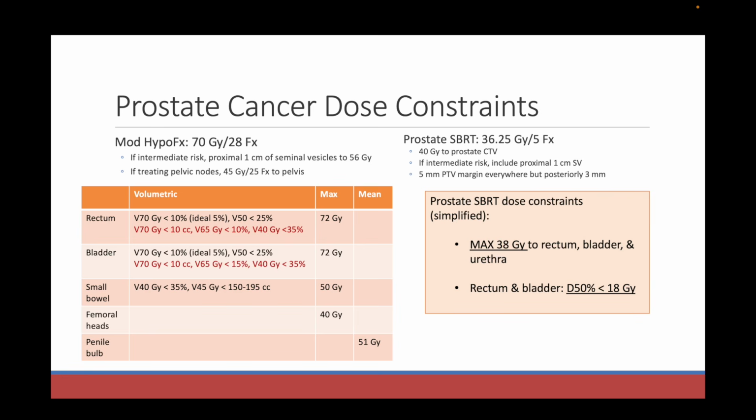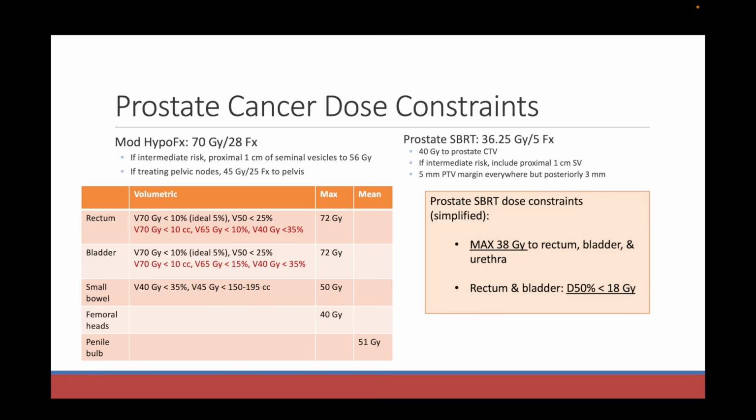So for 70 gray in 28 fractions, some easy dose constraints to remember. Keep your bladder and rectum V70 gray less than 10% and V50 gray less than 25%. Okay, 70 less than 10%, 50 less than 25%. Small bowel, you can always use that V45 gray less than 150 to 195 cc's. Make it easy to memorize. I think these are the most important constraints for prostate, moderately hypofractionated.